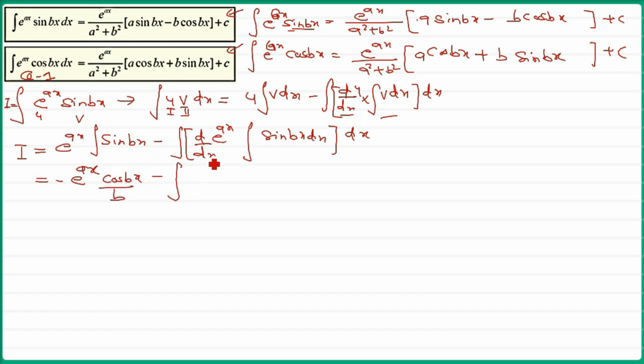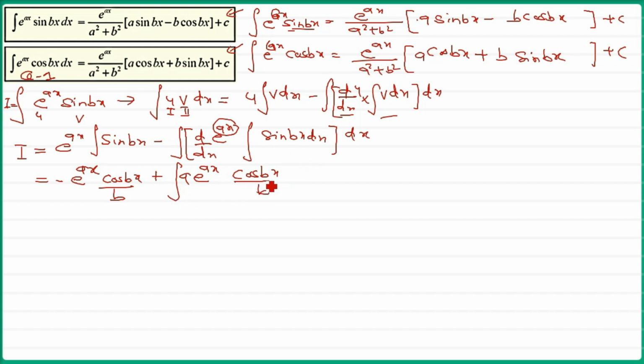Now d by dx of e raise ax, again e raise ax will come, then differentiation for ax will also be done, so a will also come. Sin bx dx we have already done, it's negative cos bx by b. So just write this cos bx by b, and negative you can just make this negative in front as positive.